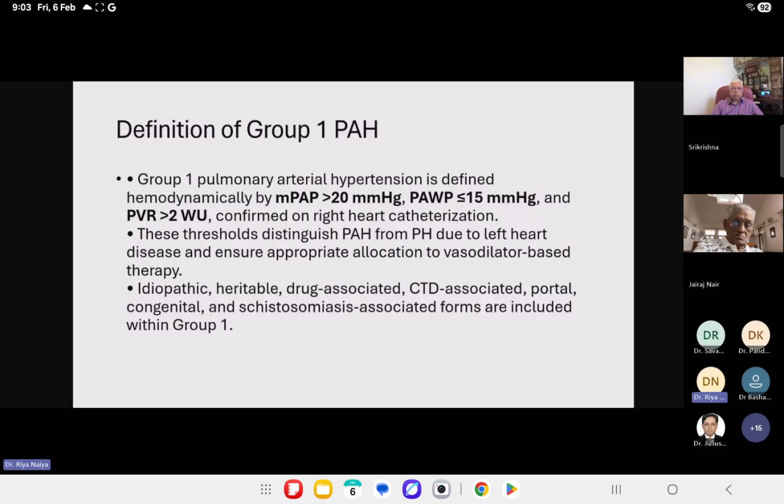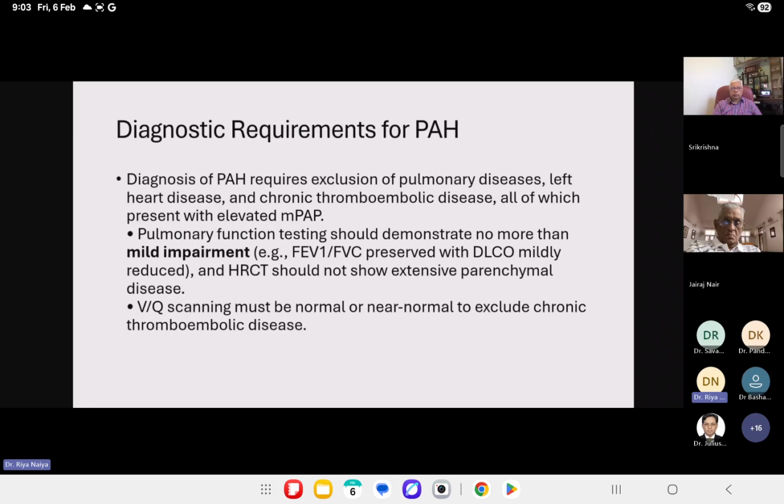The causes of these will include idiopathic, heritable, drug-associated, connective tissue disorder-associated, portal, congenital, and schistosomiasis-associated forms of disease. Coming to diagnostic requirements, diagnosis of PAH requires exclusion of pulmonary diseases, left heart diseases, and CTEPH, all of which will also present with elevated MPAP.